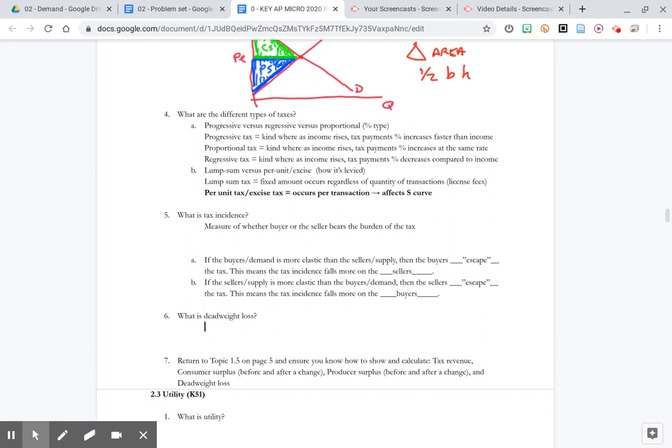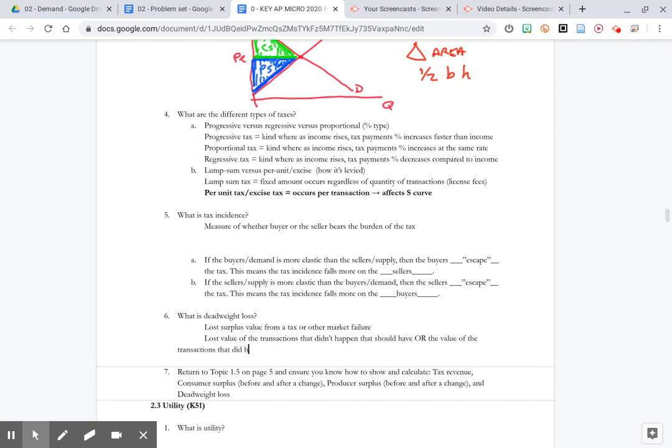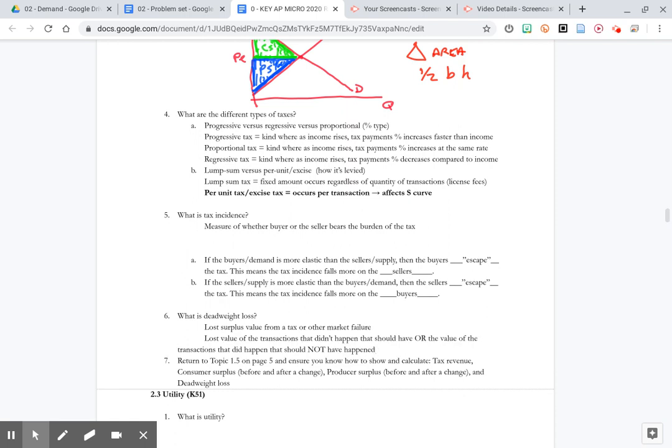Okay, the last topic here is deadweight loss. This is the lost surplus value from a tax or other market failure. So it's the lost value of the transactions that didn't happen that should have, or the value of the transactions that did happen that should not have happened. That's a strange concept when you think about it, because why would there be transactions that happened that should not have?